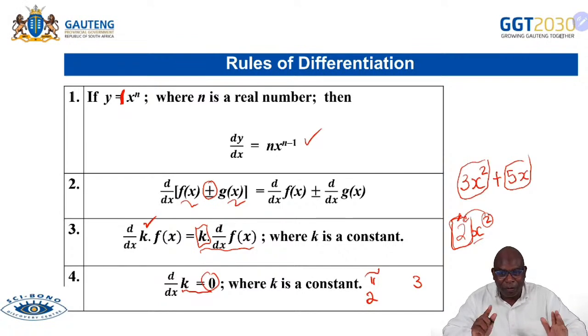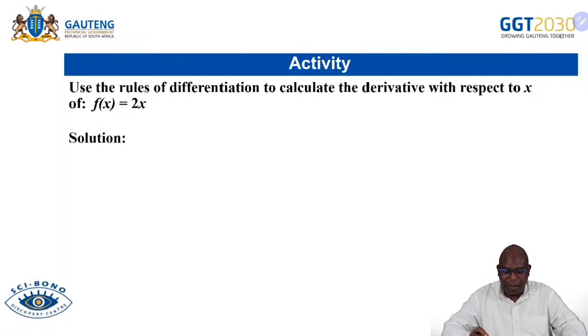In other words, we must first check what variable we are deriving with respect to, then differentiate accordingly. But if I say differentiate with respect to pi, it means that we are going to differentiate your pi. All right, now let's look at some of the activities.